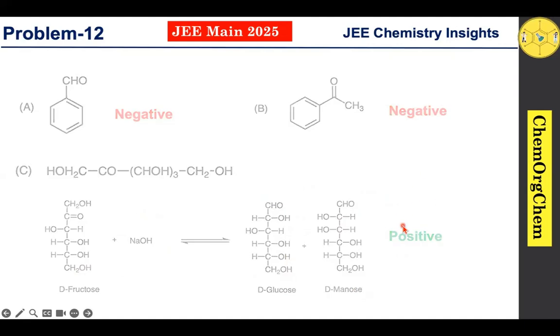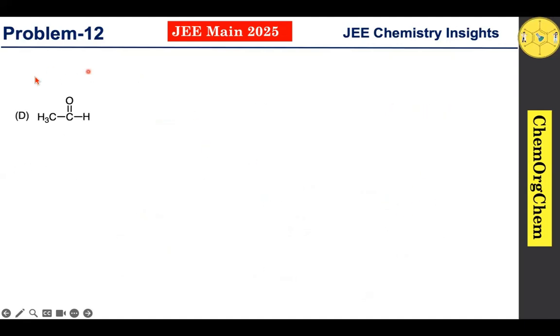Let's move on to our fourth molecule, which is acetaldehyde. We know that an aldehyde gives a positive result. Our final molecule: here you see it has an aldehyde functional group. However, one aromatic ring system is also present. Anyway, this aldehyde is not directly connected to the aromatic ring system. Therefore, this aldehyde should give a positive result for the Fehling test.